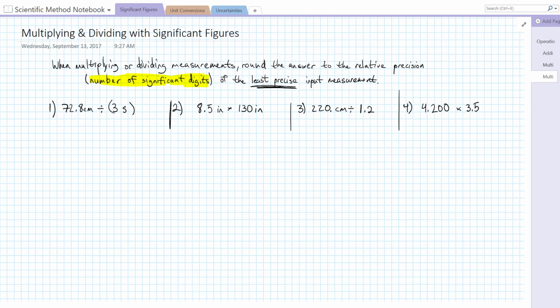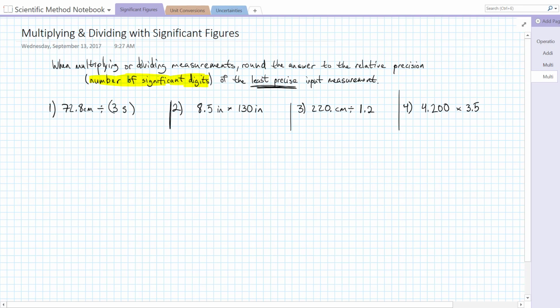Hi, in this video I'm going to work through a few practice problems in which you're multiplying or dividing measurements and then rounding to the correct number of significant digits. Now the rule for multiplying and dividing measurements is that when we multiply or divide measurements, we're going to round our answer to the relative precision of the least precise input measurement. And by relative precision we just mean the number of sig figs.